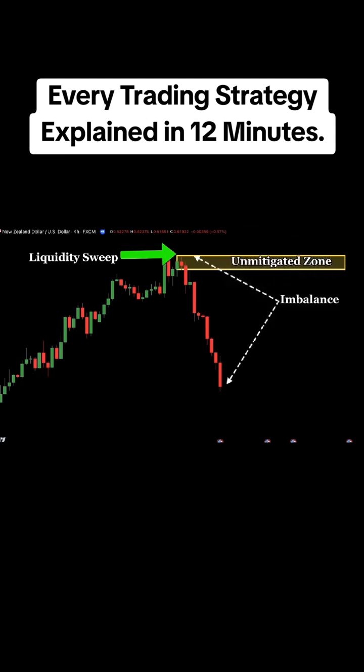Unmitigated zone. Valid only for the first price revisit. Mitigated blocks lose relevance. Break of structure, or change of character. The order block must cause a structure break or trend reversal signal. These characteristics help identify high-quality order blocks for better trading decisions.